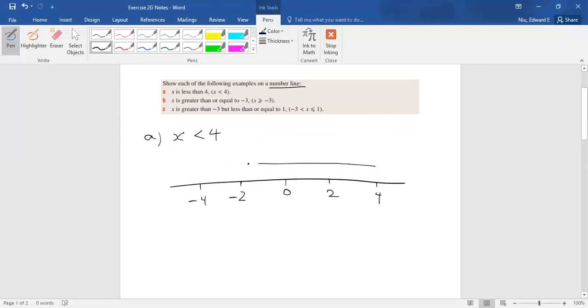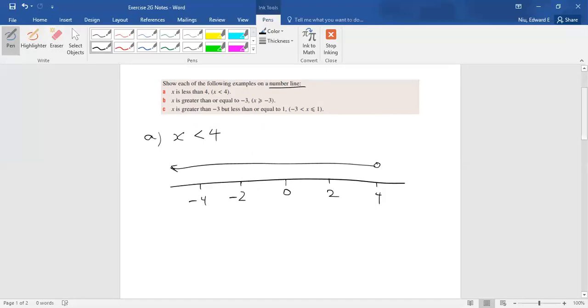So it could be 3, it could be 3.5, it could be 0.2, it could be -2,641, right? And that's what this line means. Now, whether or not it's an open or closed circle depends on the symbol. If there's no underline on the symbol, it means it's an open circle because it cannot be the number 4. Right? Because 4 is not less than 4, 4 is equal to 4.